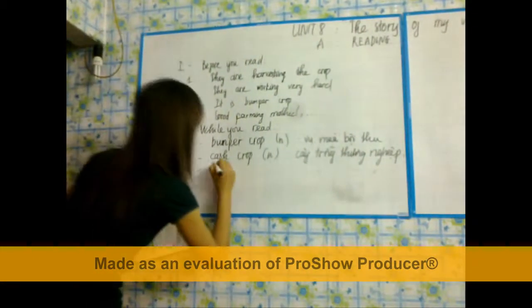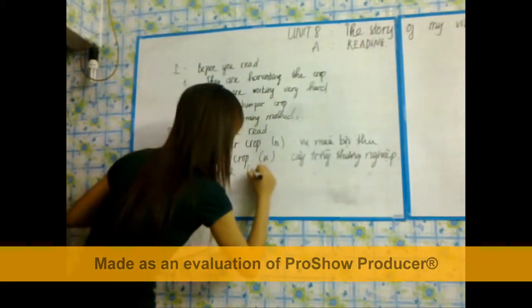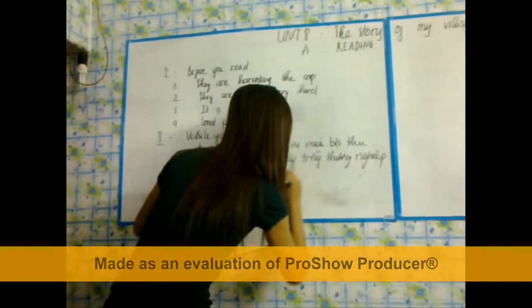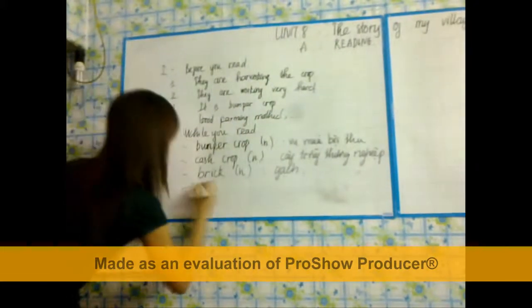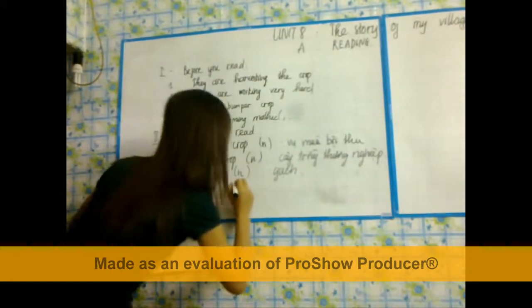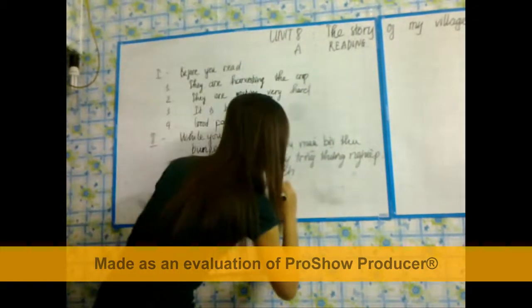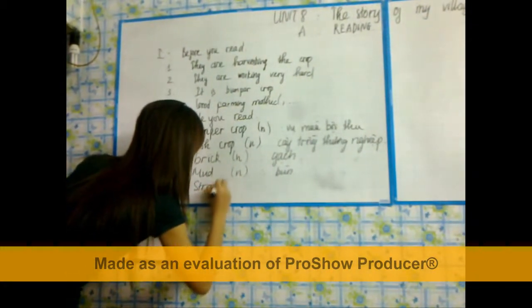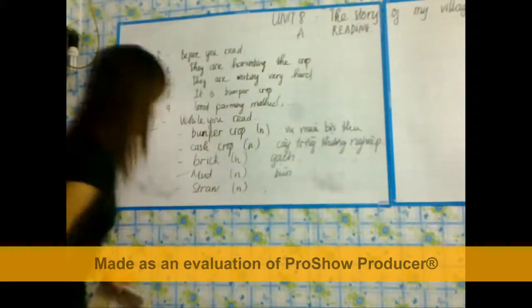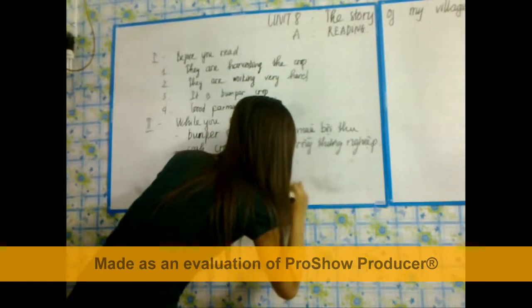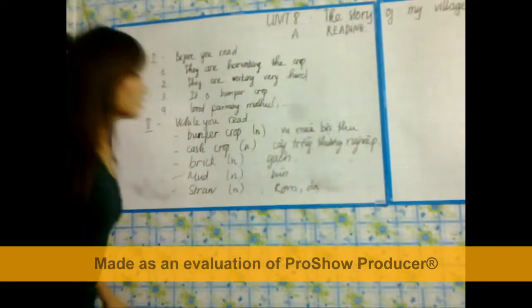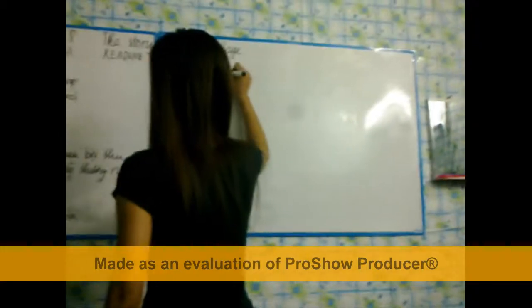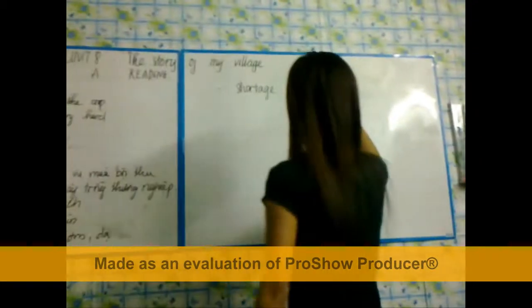The next is brick. It's a noun, and that means gạch. And mud. It's a noun, and that means bùn. And straw. It's a noun, and that means rơm. And next, the shortage. It's a noun, and that means sự thiếu thốn.